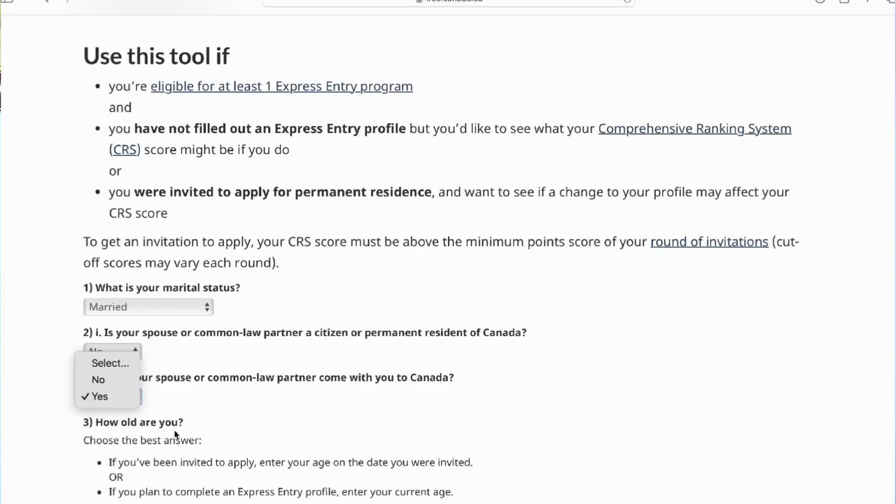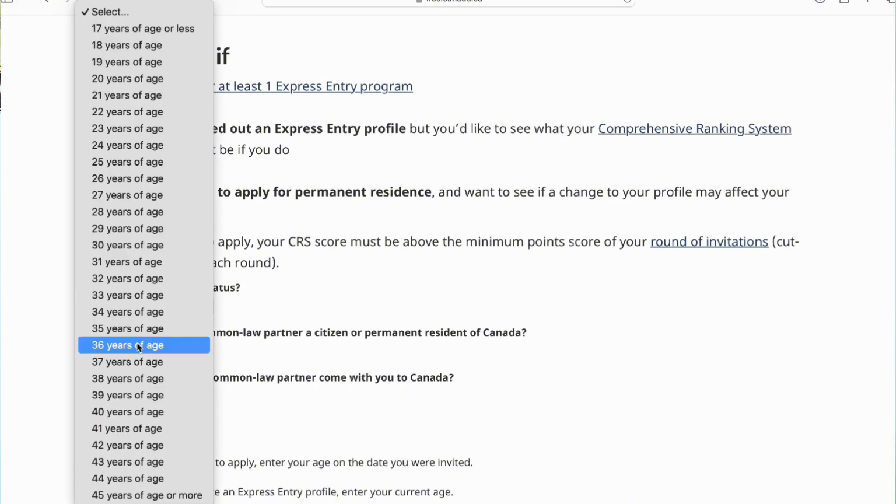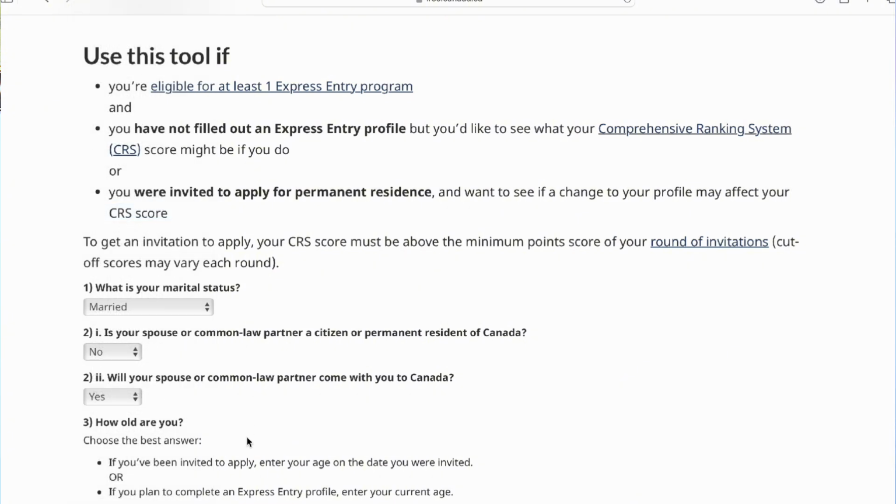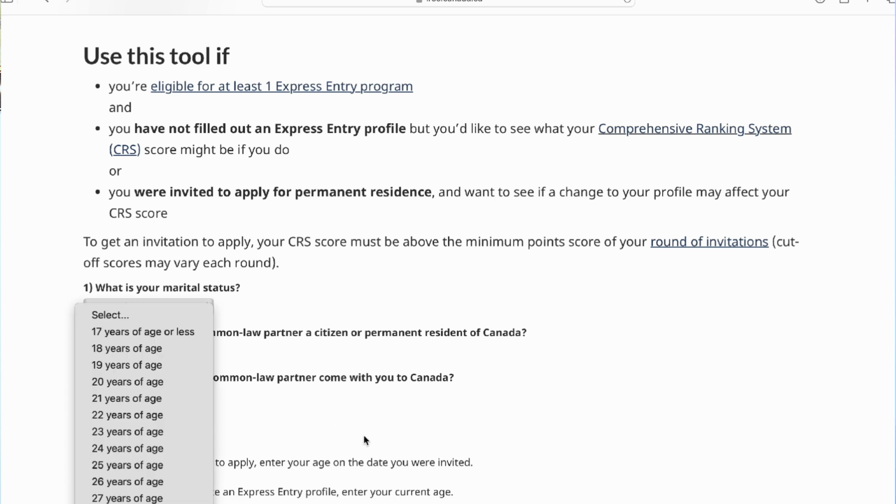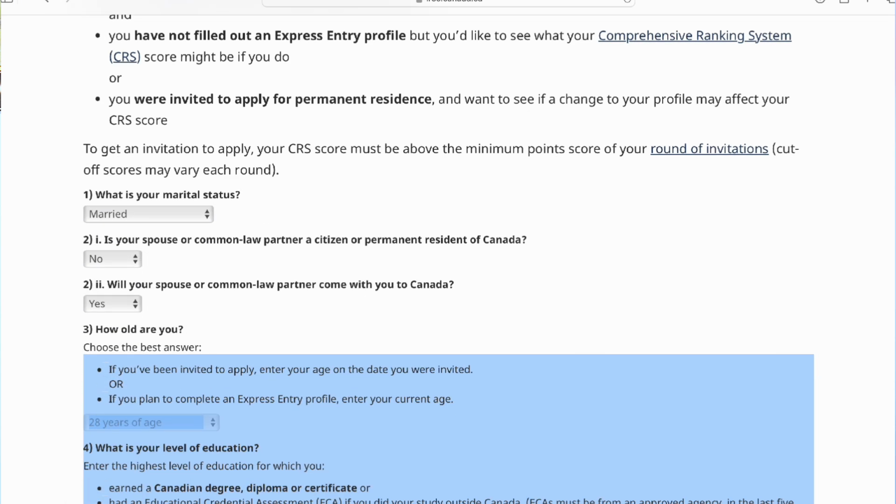So how old are you? At that time when I started this Express Entry, remember I said that it favors you if you are less than 30, because the moment you clock 30, it's going to be minus 5. I think the maximum you can have is 110, which is from 17 to 30. So the moment you clock 30, 31 is minus 5, 32 is minus 5, 33, and so on.